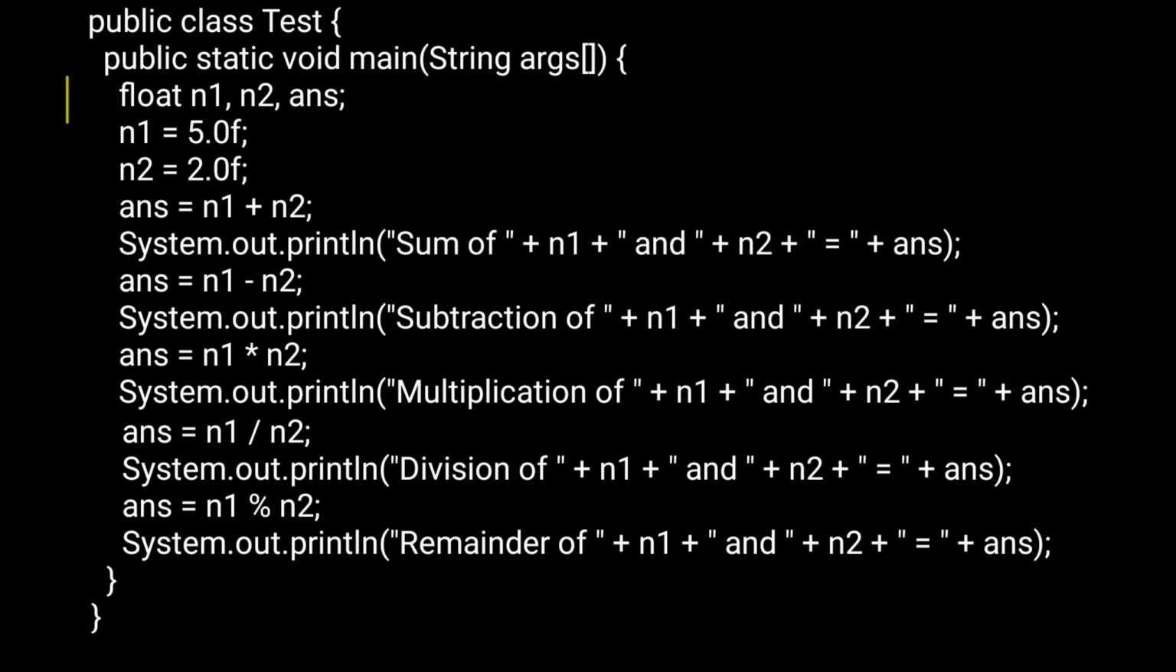Let's make another program using different data types. The first program used integer, but in this program we are going to use the floating data type, that is the float data type. The whole program is the same. The only difference is the data type, that is float. Now the variables are of float data type. The same value is there, n1 is 5.0f, and n2 is 2.0f, which are float values. And the calculations are the same: addition, minus, multiply, division, and modulus.